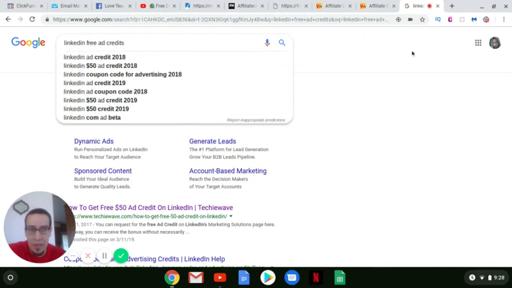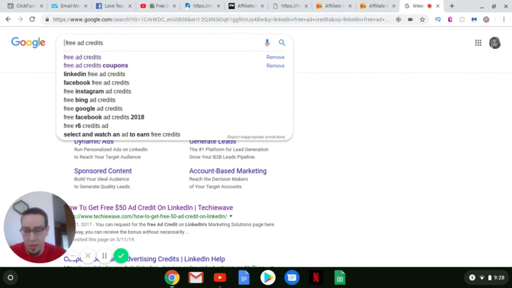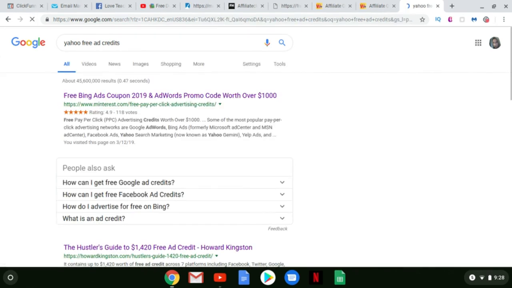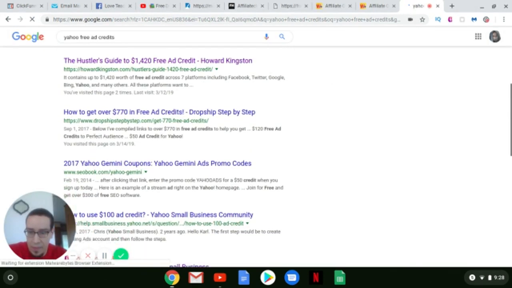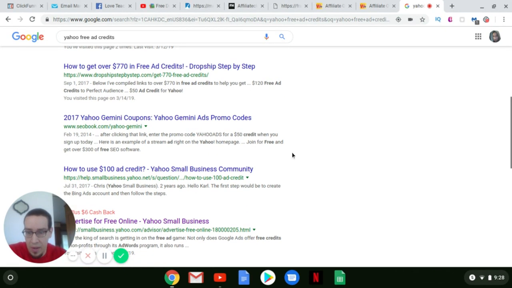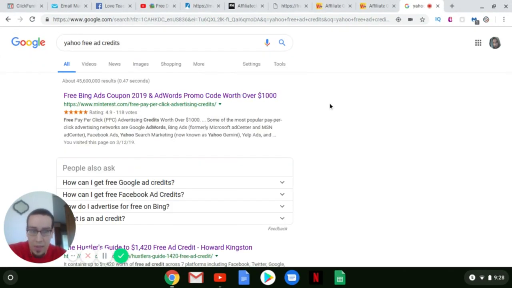There's a lot of other places, if I can think off the top of my head. Does Yahoo have anything? You can just look around. A lot of search engines will have stuff like that, a lot of free credits. You just look around: 2017 Gemini coupons, $50 credit. I don't know if this is 2017, so I don't know if it's still in effect, but there's a free $50 credit. I don't know what this is. This is Yahoo too. It says $100 ad credit. But just look around for ad credits all day. I think Apple has something that's ad credits.